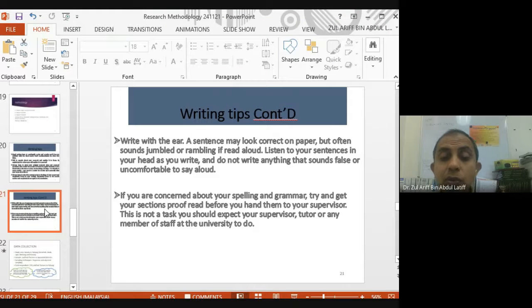So make sure that you don't jumble things up. You are making it difficult to understand. Make sure the flow looks nice. Be concerned about your spelling and grammar, and try to get your work proofread. If you want it proofread, you had better do so, to avoid giving your examiner a headache.